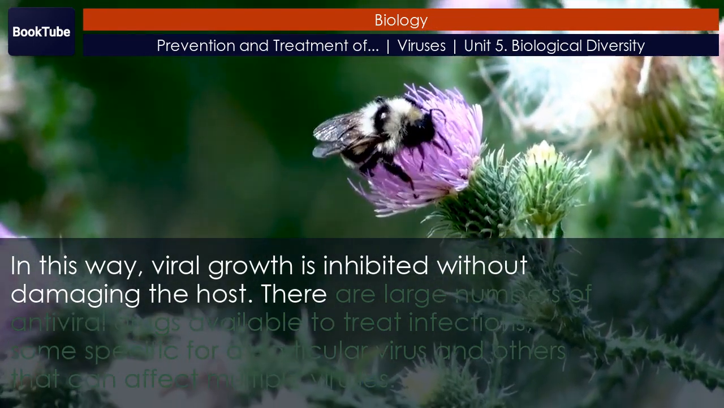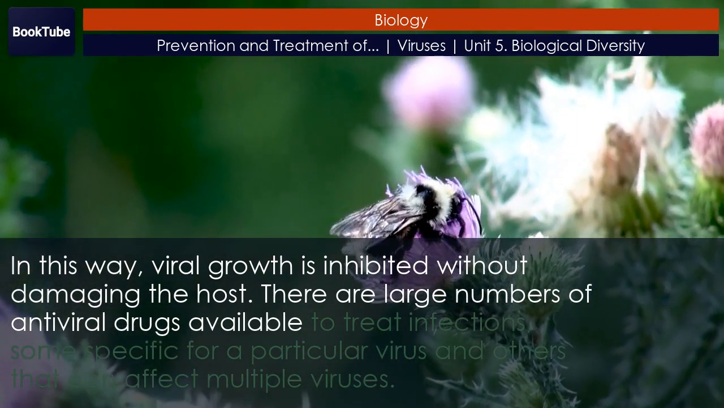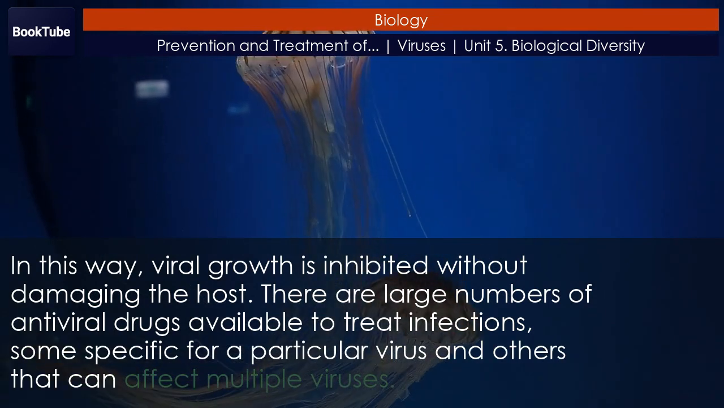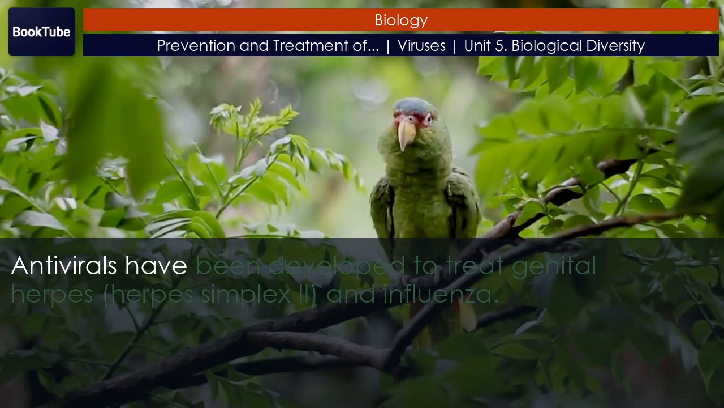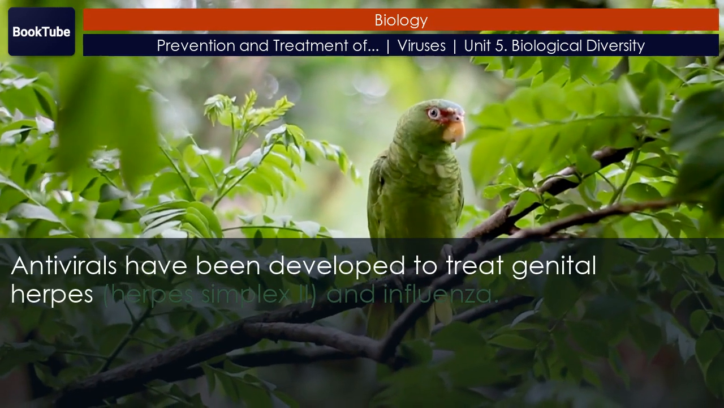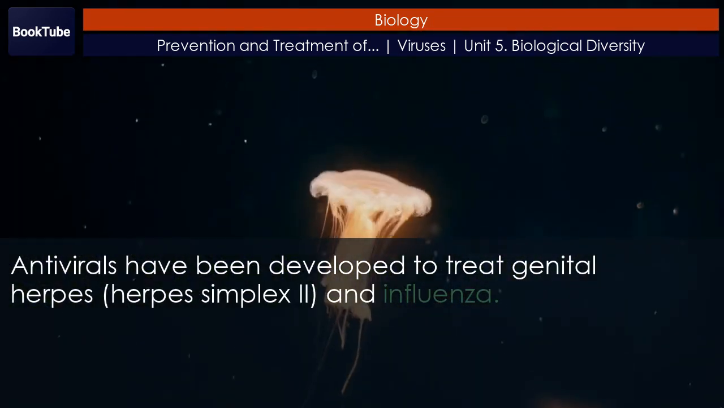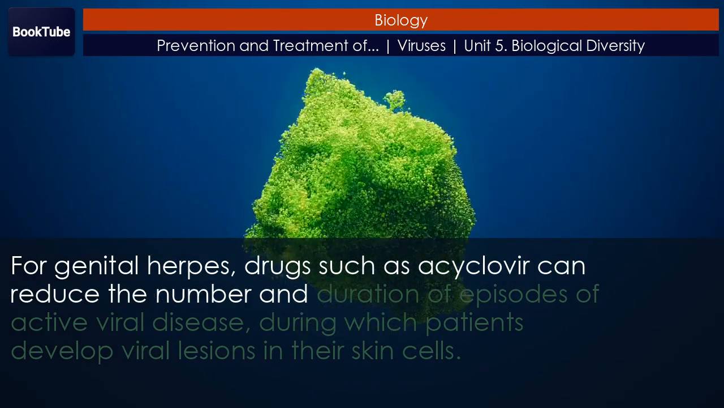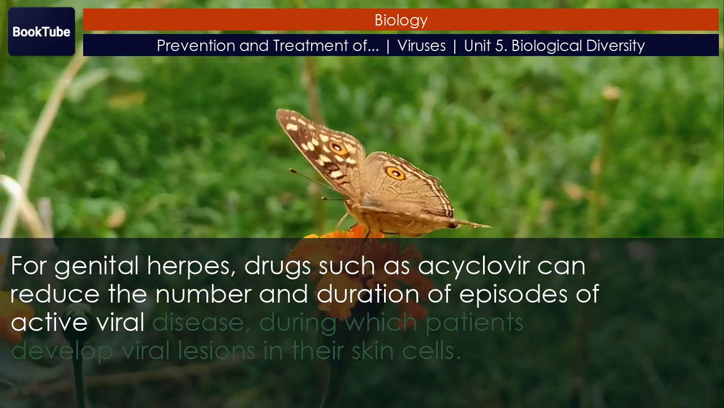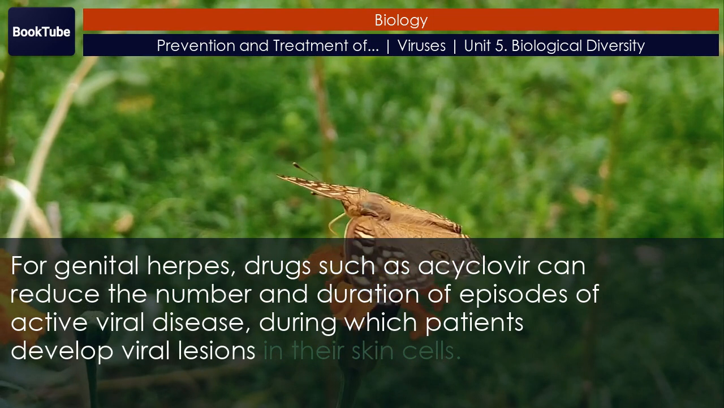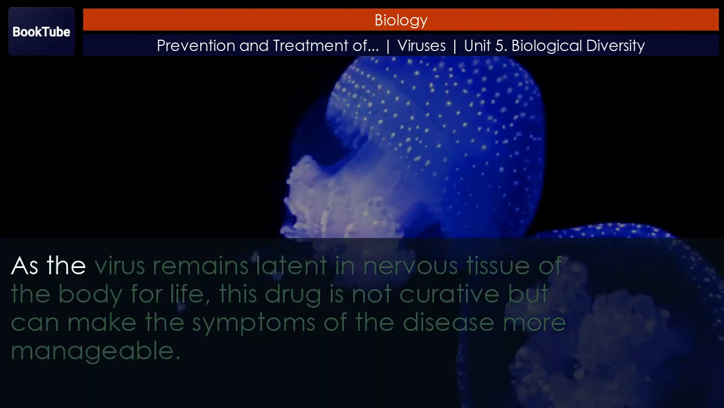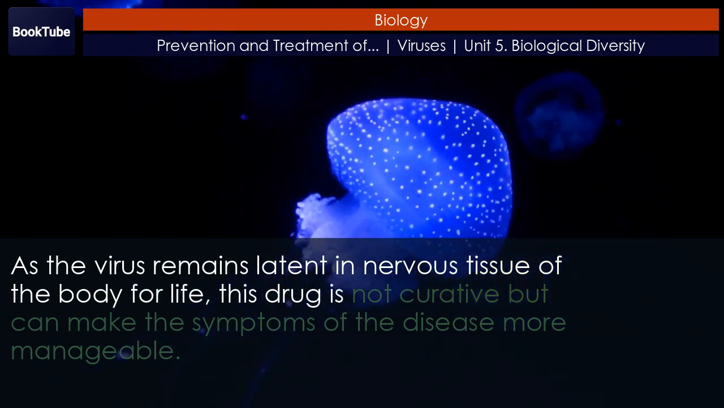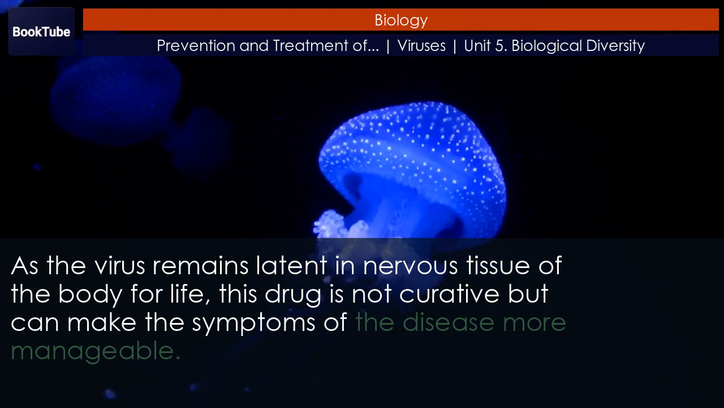There are large numbers of antiviral drugs available to treat infections, some specific for a particular virus and others that can affect multiple viruses. Antivirals have been developed to treat genital herpes, herpes simplex 2, and influenza. For genital herpes, drugs such as acyclovir can reduce the number and duration of episodes of active viral disease, during which patients develop viral lesions in their skin cells, as the virus remains latent in nervous tissue of the body for life. This drug is not curative but can make the symptoms of the disease more manageable.